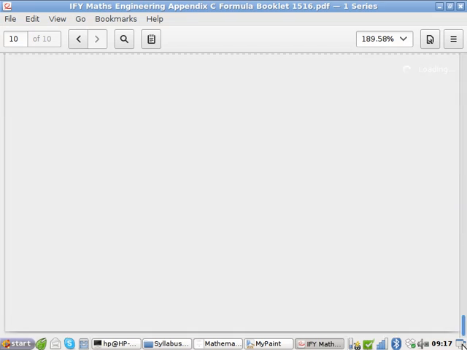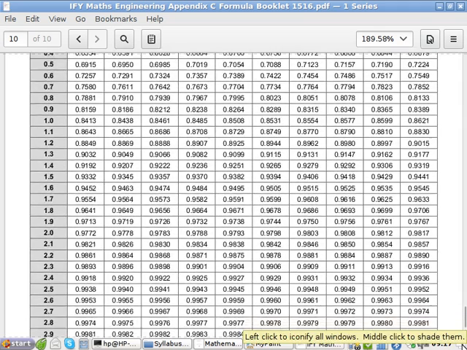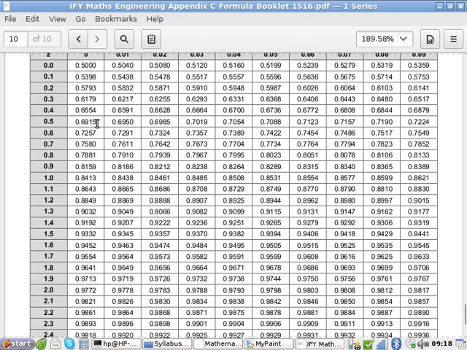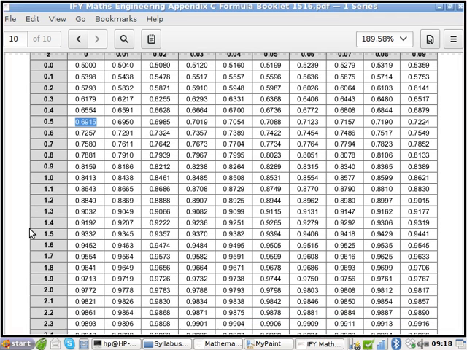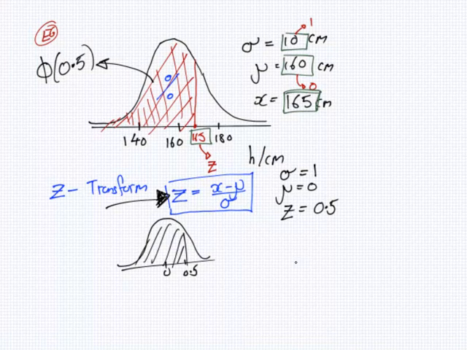Okay, so 0.5 is 0.6915. So that's 69.15%. So, Mushari, 69.15% of people then will be shorter than you in this example. Say 65? No, it seems unbelievable. I'm taller than 65 of the population, yes.